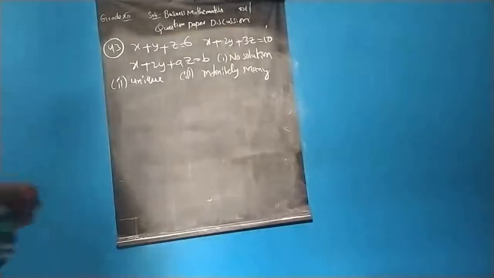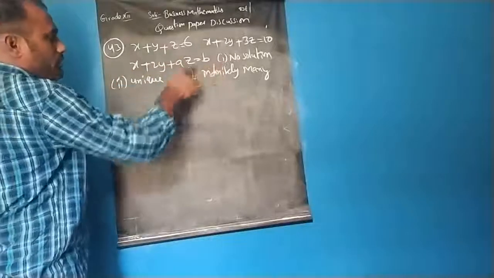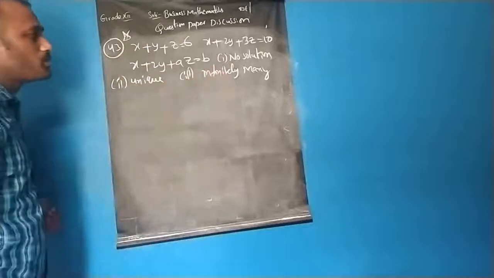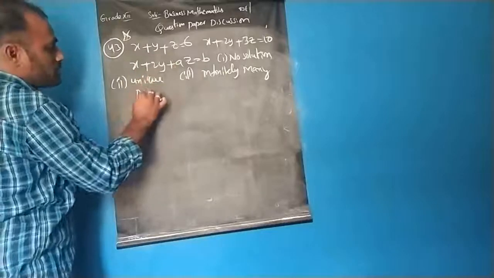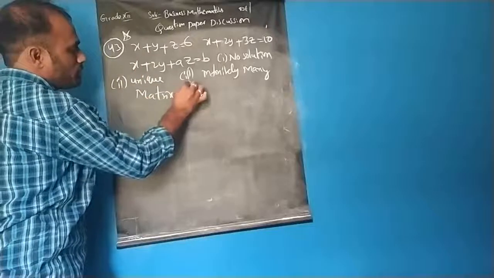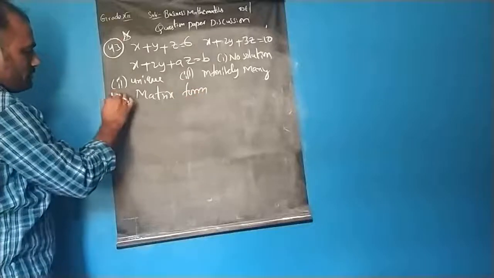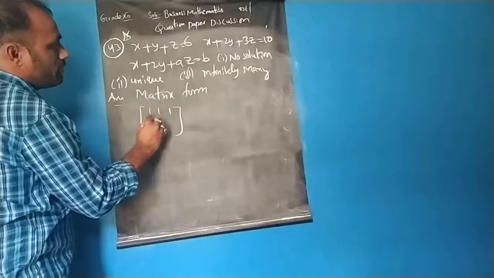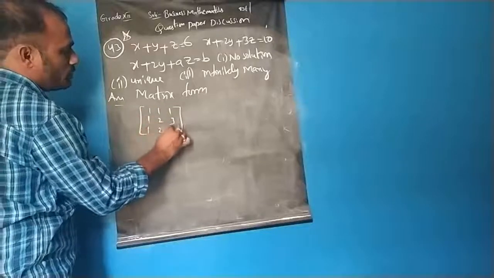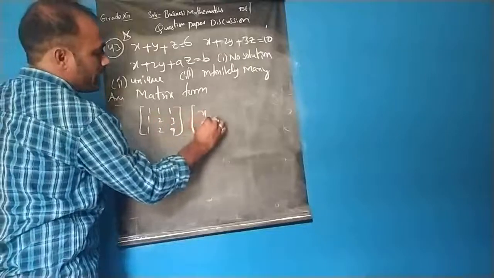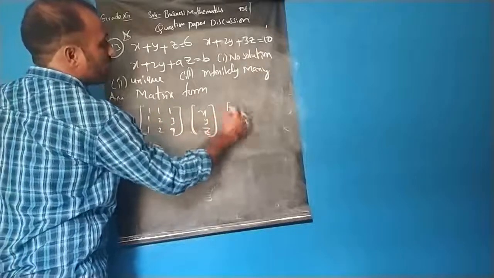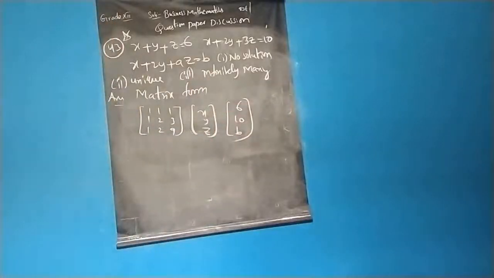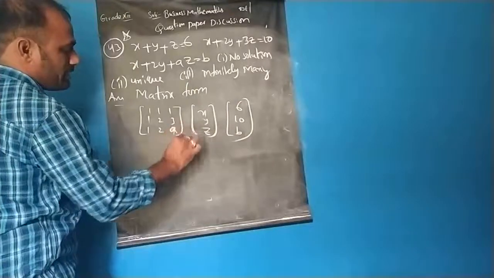Next, let us see the 47th question. So given three equations, we need to find out three conditions, a very important question. So we need to find out no solution, unique solution, and finally many solutions. So first, let me write the corresponding matrix form. So the matrix form can be written as, so here 1, 1, 1, 1, 2, 3, 1, 2, 9. So the variables x, y, z. And the resultant functions 6, 10, and b. Okay, 1, 2, 8, not 9, it is 8.